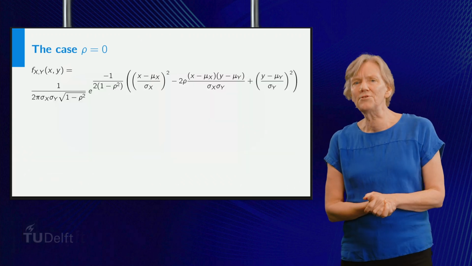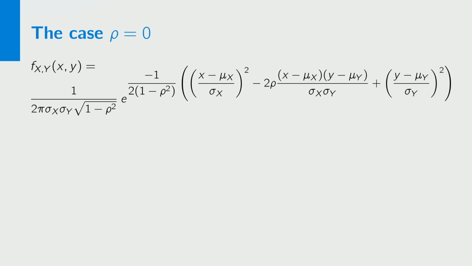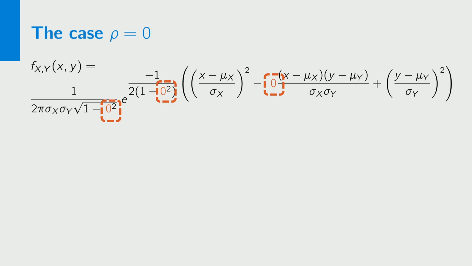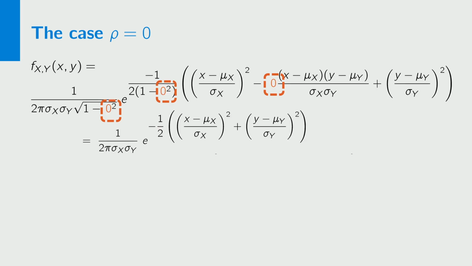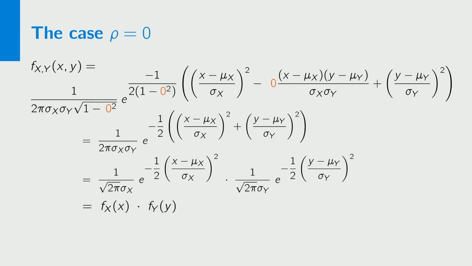It is quite instructive to see what happens in the formula when the rho equals 0. If rho equals 0, a few factors 1 minus rho squared simplify to 1. And the middle term in the exponent vanishes altogether. This has a special consequence. For rho equal to 0, the joint probability density function can be written as the product of a function in just x and a function in just y. The joint PDF factorizes into the univariate normal PDF for x and the univariate normal PDF for y.